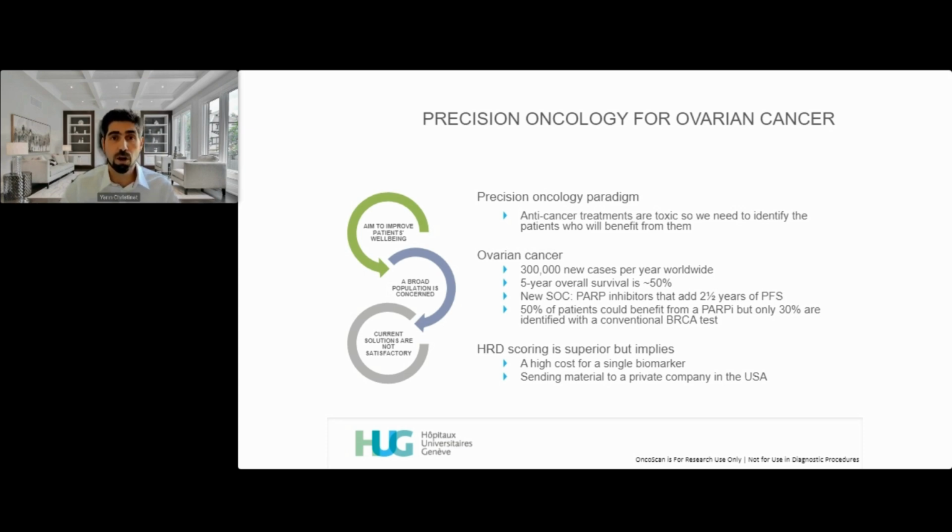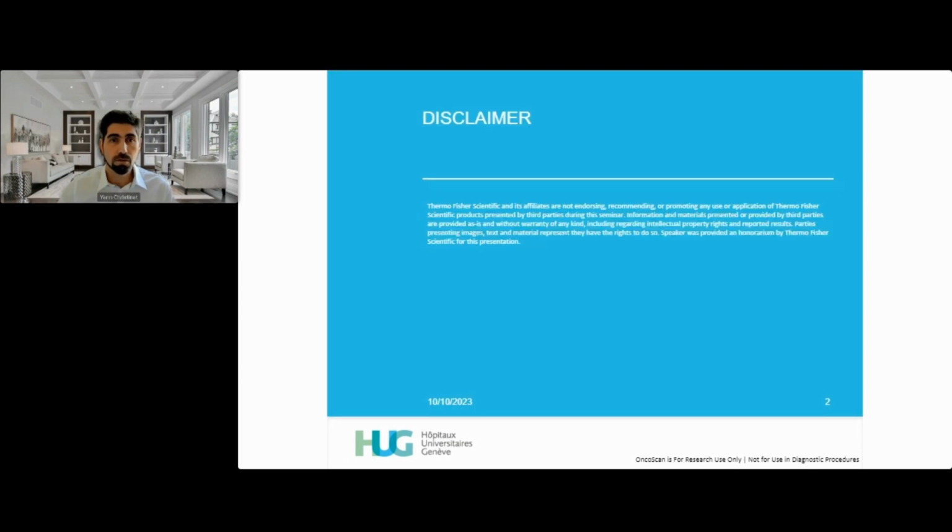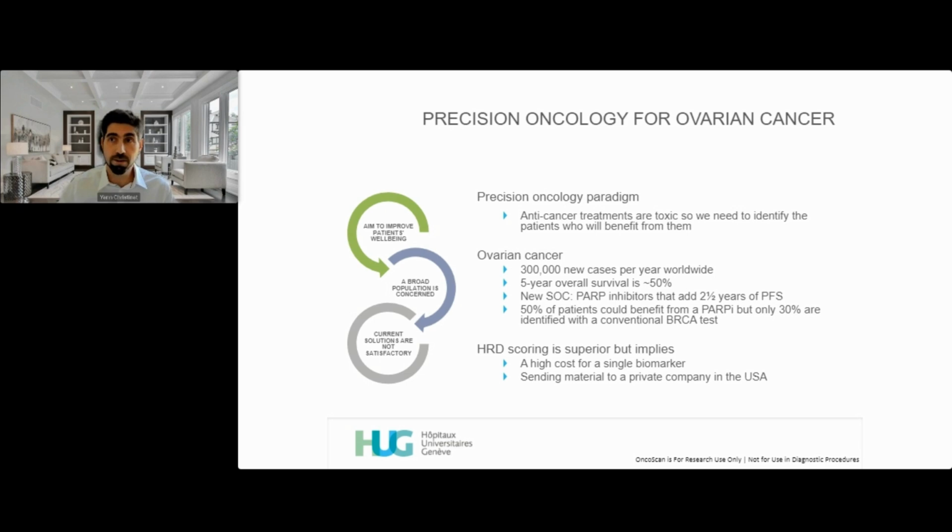Recent studies show that roughly 50% of the patients could benefit from a PARP inhibitor, but when you do the classical testing, which is BRCA mutation testing, you identify only 30%. So that's a huge population that actually is not identified with the classical BRCA test. So you could use HRD test, which is much superior, but usually it implies a high cost for a single biomarker. And in most cases, sending material into the US to a private company, which could be troublesome in Europe.